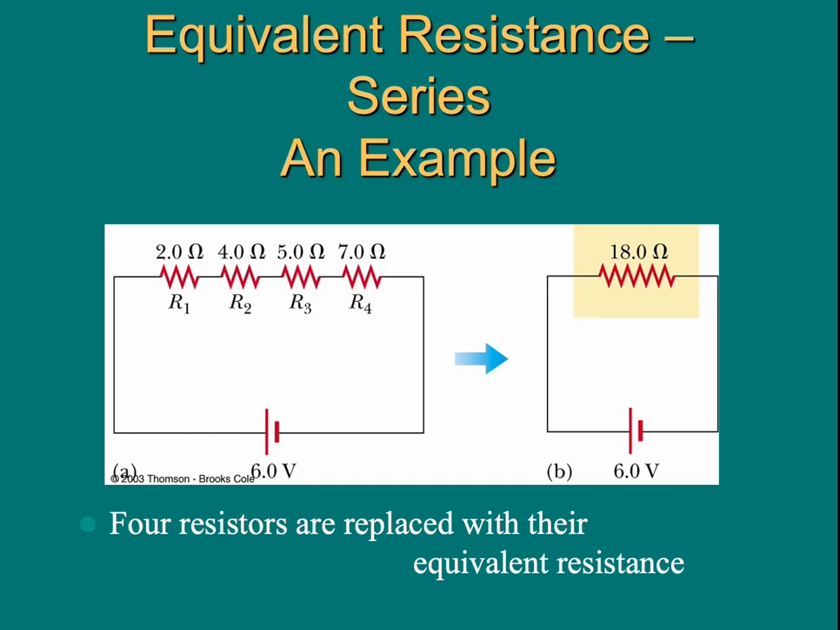This is a simple example. We have four resistors connected in series. The equivalent resistance would be the sum of the four individual resistors. 2 plus 4 plus 5 plus 7 gives us 18 ohms.